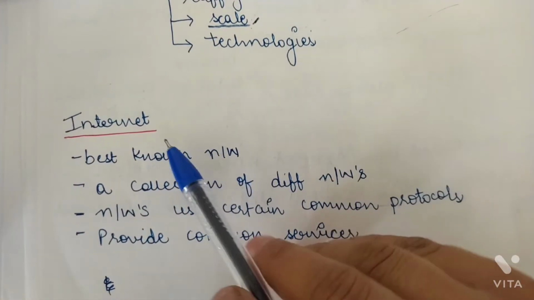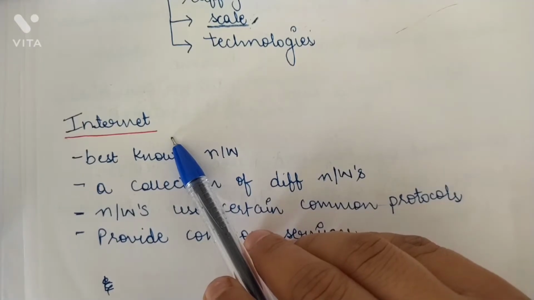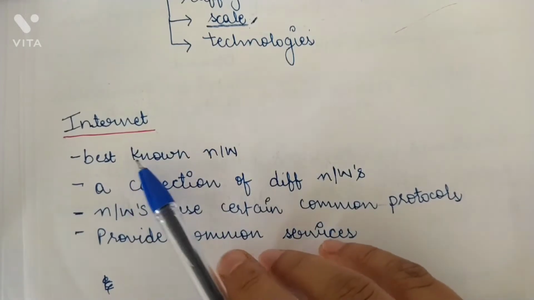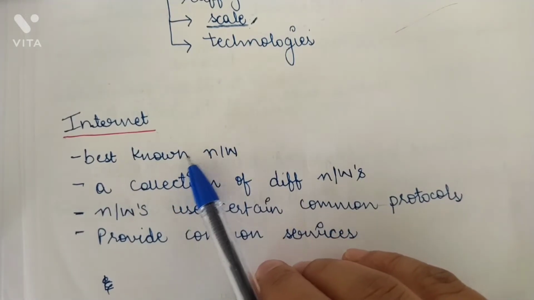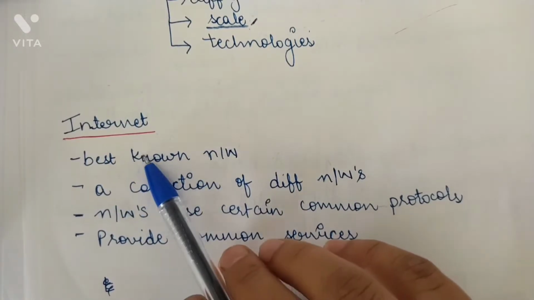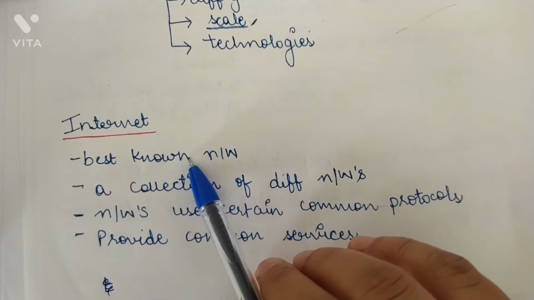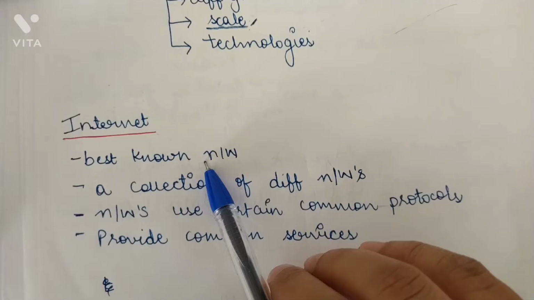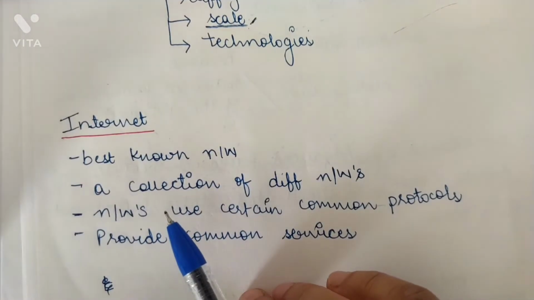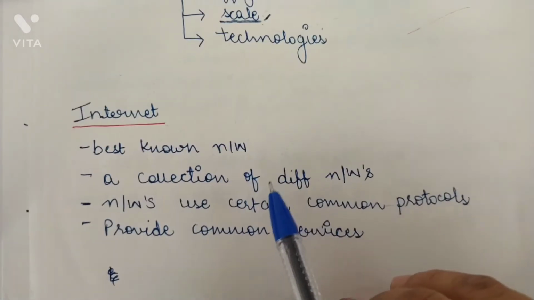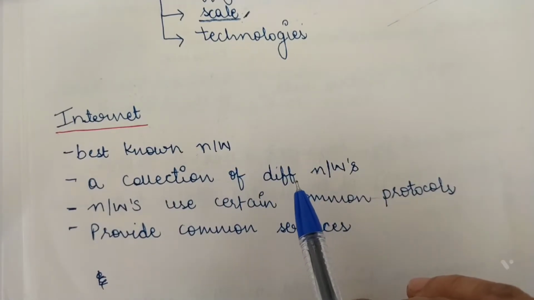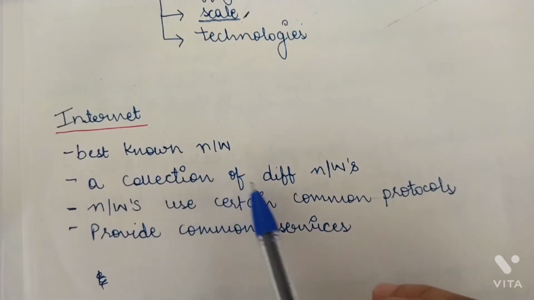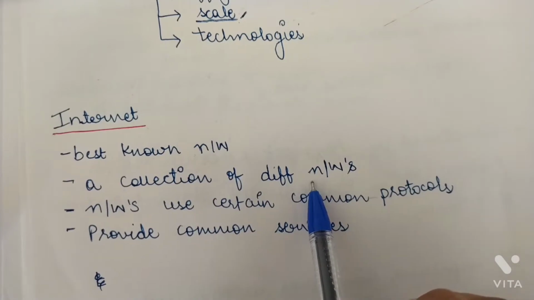To start with, we will take the most widely used network, which is the internet. This is the best known network because from a child to an old person, every layman knows what the internet is. What is the internet? The internet is a collection of different networks which are interconnected together. They may be two LANs, or a LAN and a WAN. So it is basically a collection of different networks which are interconnected.